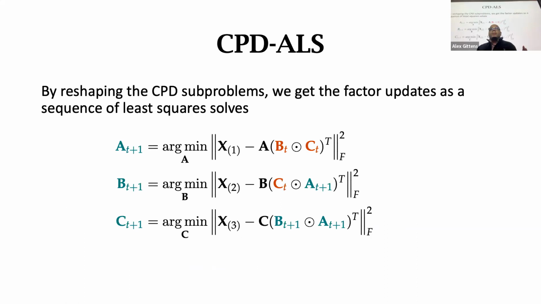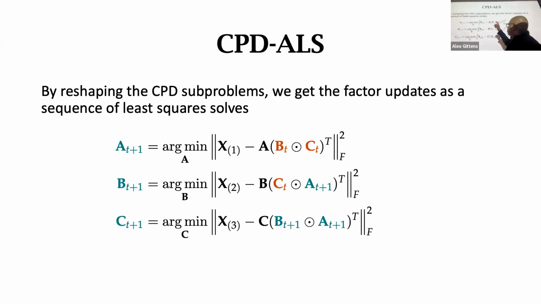Okay, so if we reshape these CPD subproblems by matricizing them, we get these linear systems here. So this operation here is the column-wise Khatri-Rao product. So remember, B and C each have R columns. B has J rows, C has K rows. When I take their Khatri-Rao product, I get a matrix that also has R columns, but now it's very tall. So it's J by K. So this is a very tall system, which means we're in the setting where sketching makes sense.